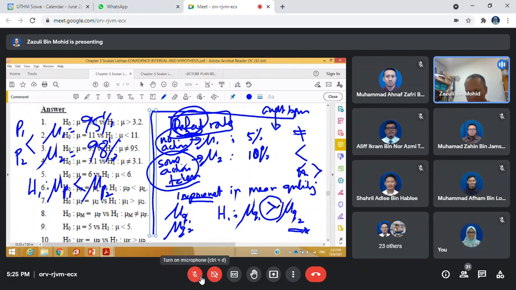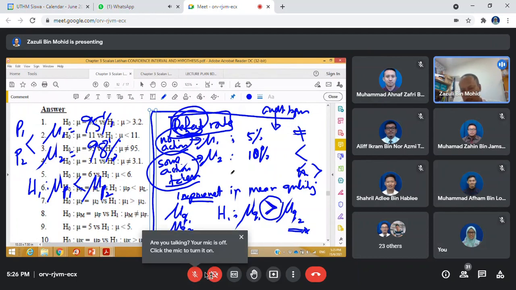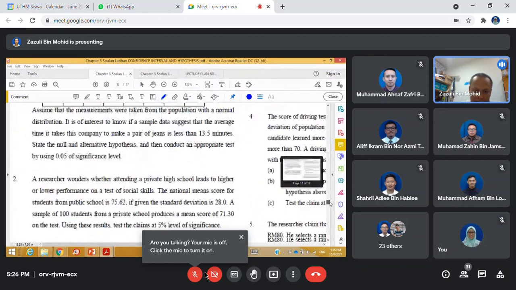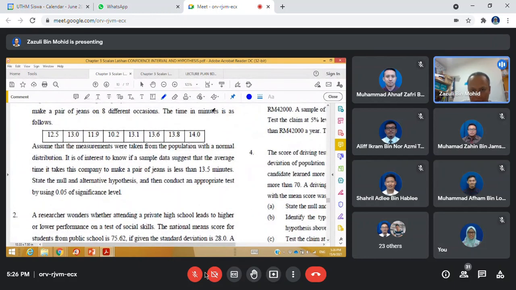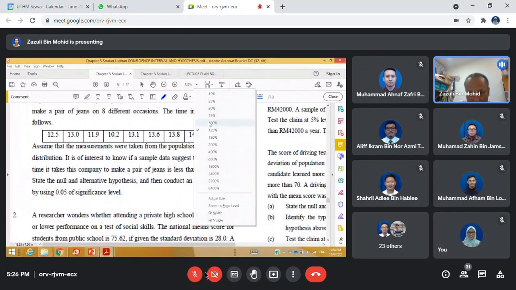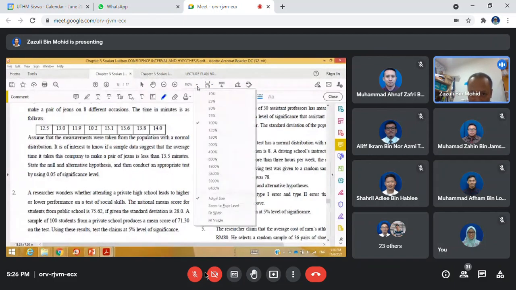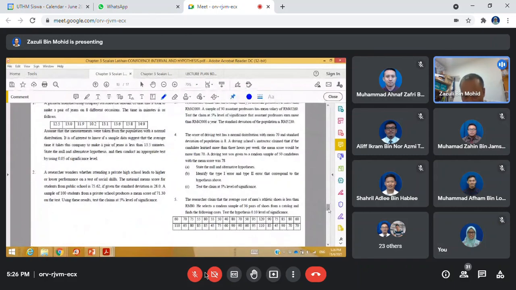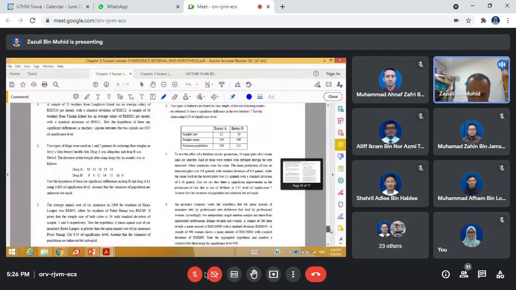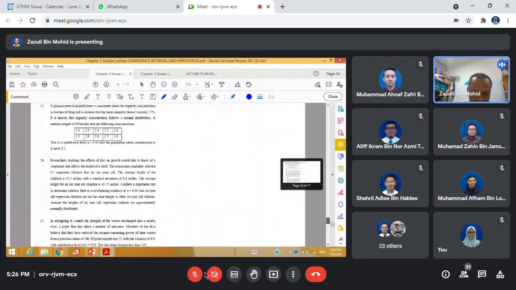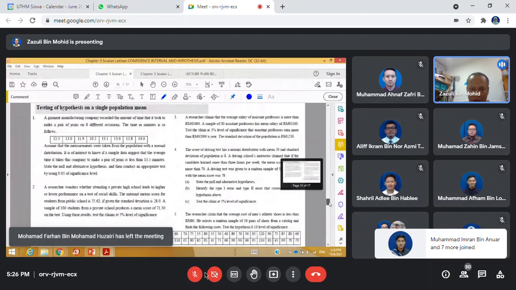Sebab tu kita kena letakkan sebagai macam ni. Jadi benda ni kena clear. Kena faham. Jadi untuk itu, there are some questions which are tricky like this in this example. So please read it, understand it, so that you can understand and know how to construct the hypothesis. Okay.